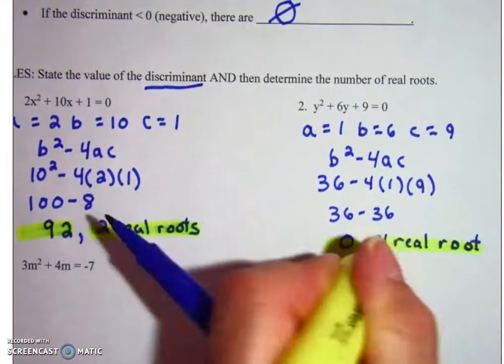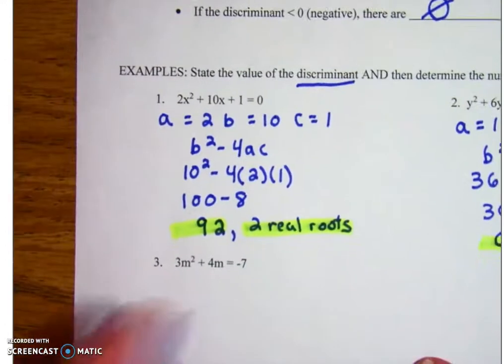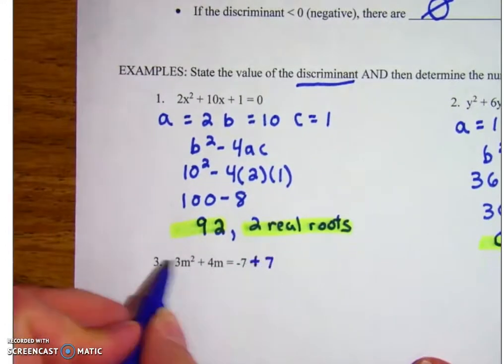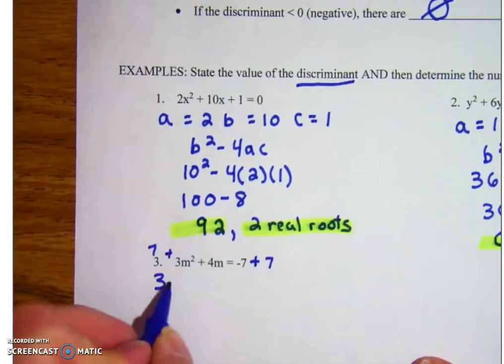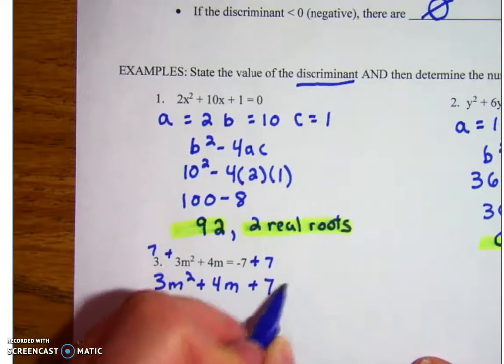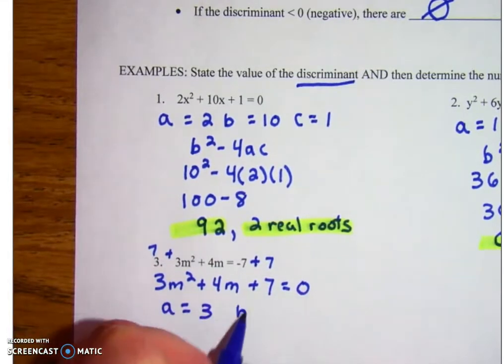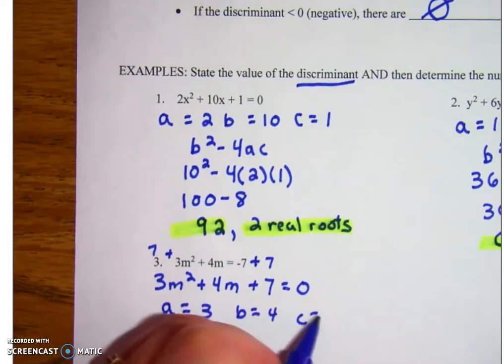1 root. Okay, we discovered that. Perfect square trinomials, they have the vertex on the x-axis. And then we have number 3. Remember, make sure one side is equal to 0 when you're identifying everything, especially your c here. c is positive 7. So a is 3, b is 4, c is 7.